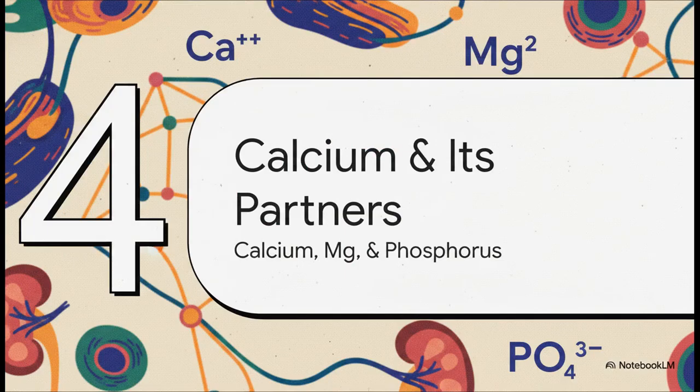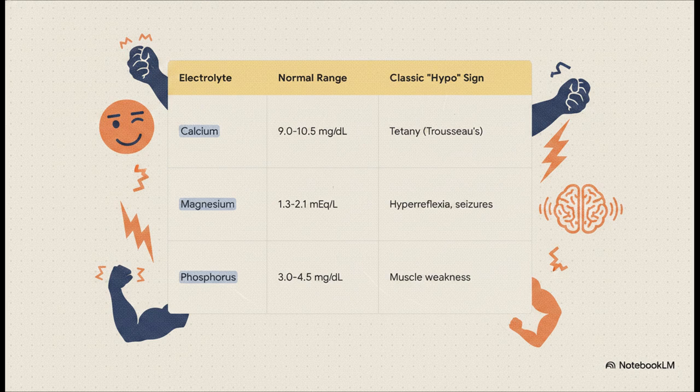Okay, on to our next electrolyte team. We're going to talk about calcium, magnesium, and phosphorus all together. Because they're like best friends who have these really important interconnected relationships. Let's do a quick hitter review right here. For low calcium, the classic signs are Trousseau's and Chvostek's. This is basically neuromuscular excitability, or tetany. For low magnesium, think hyperreflexia and seizures. See a pattern? The central nervous system is just way too fired up.